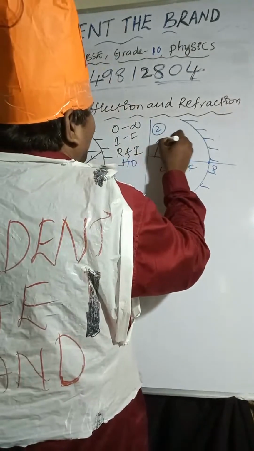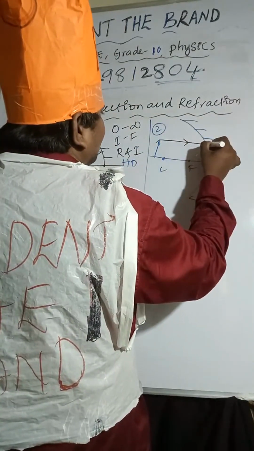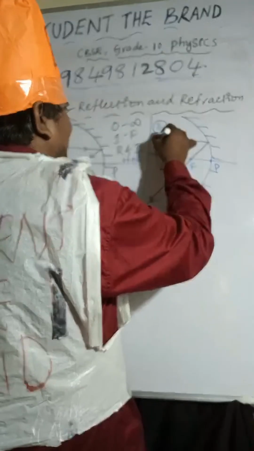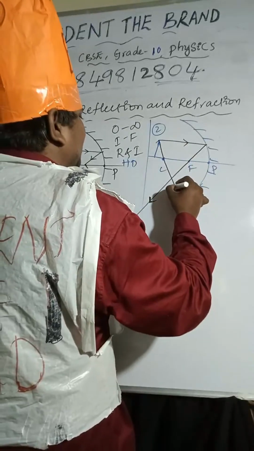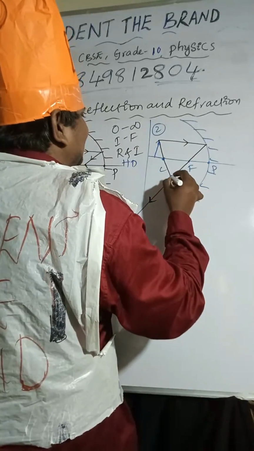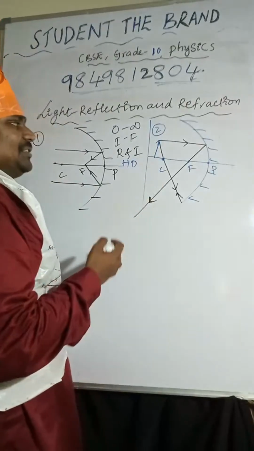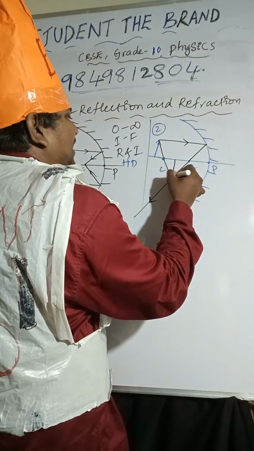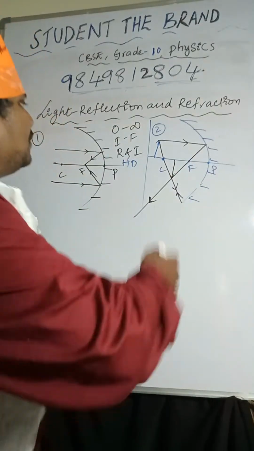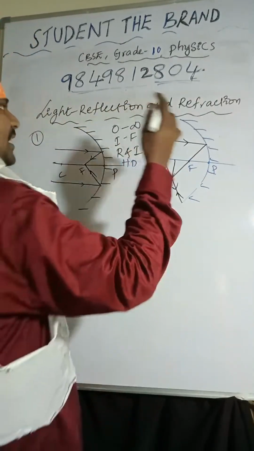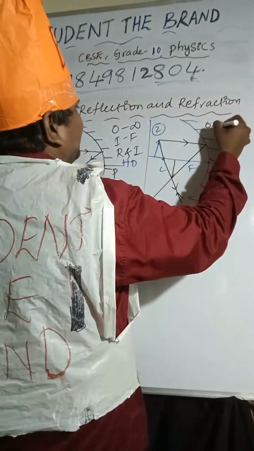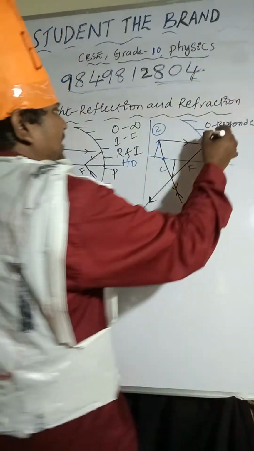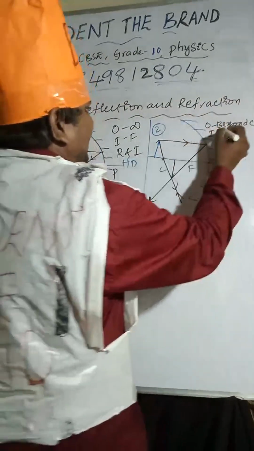I take one light ray like this; after reflection it passes through focus. Another light ray I take through center of curvature; after reflection, it retraces its original path. The image is forming between C and F. The object is placed beyond center of curvature, and the image is formed between C and F.